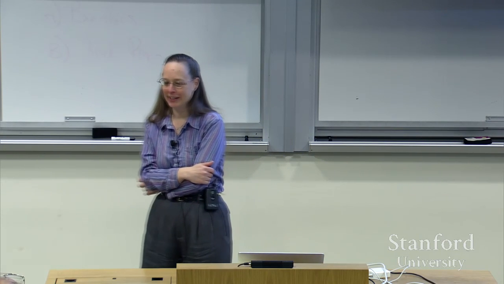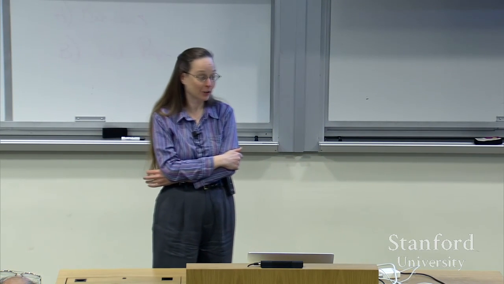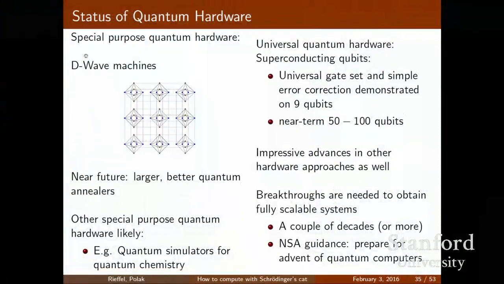So yeah, people are starting to ask questions about the status of quantum hardware. We have D-Wave machines, and in the near future, both D-Wave and likely others will produce larger and better quantum annealers, where there are more qubits, more connectivity, and better control. A number of groups are working on that. And there's also likely to be other special purpose quantum devices coming online, particularly for certain types of quantum simulation.